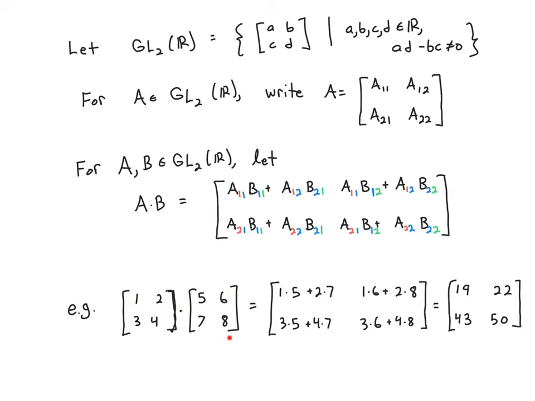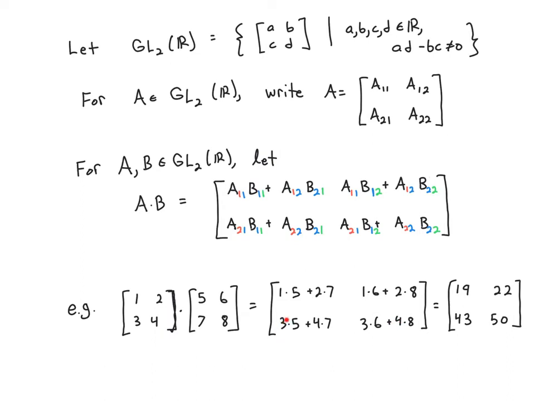First row times second column, I see a 1 and a 2, and a 6 and an 8. And then down here in the second row of my product matrix, I need to multiply the second row of my first matrix. So second row is 3, 4. So 3, 4 times 5, 7. And 3, 4 times 6, 8.